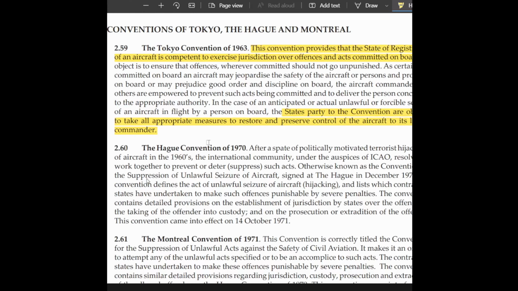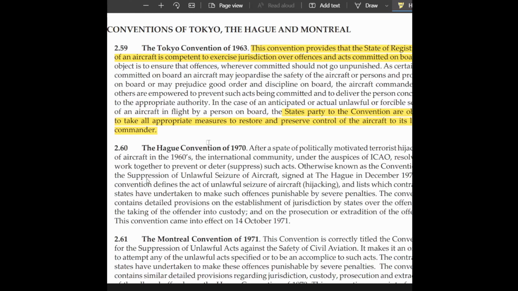So what happens in India, where some politician is creating a ruckus and things like that, the captain has the authority to kick him out of the aircraft, and it has happened several times. Kick him out means literally throw him away from the flight, in the air.